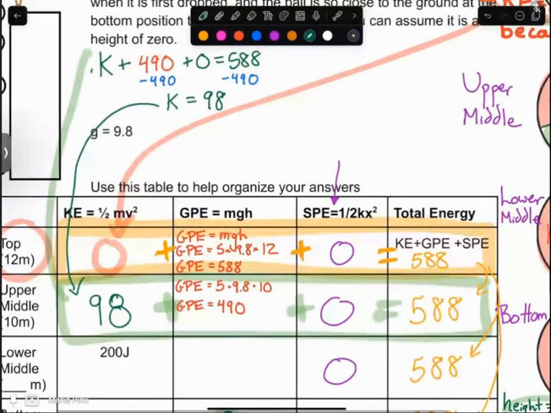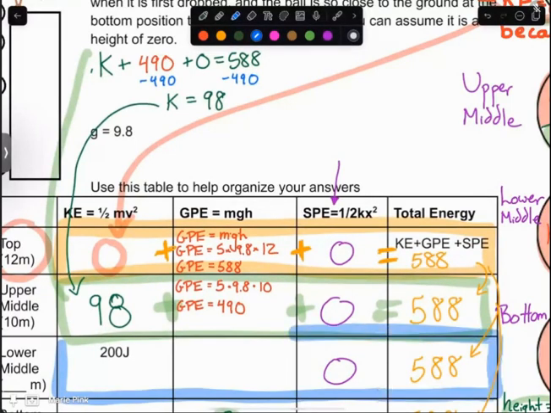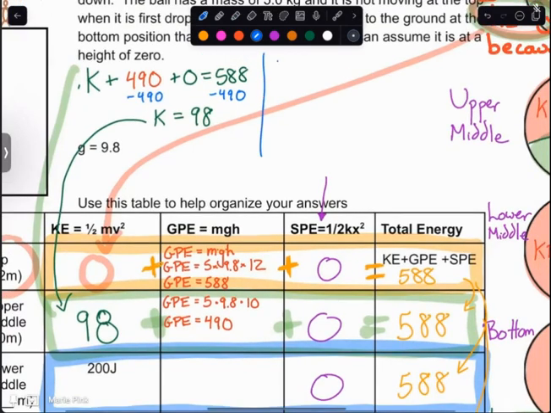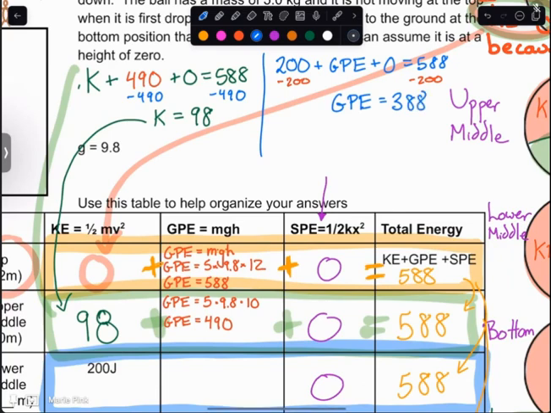This one, we're also doing okay because we also have all but one number. If I add the 3 energies together, I need to get my total again. So the first box is 200, plus my gravitational potential energy, no idea, plus 0 equals 588. If I subtract 200 from both sides, I get a GPE that is equal to 388. So that goes here, 388.